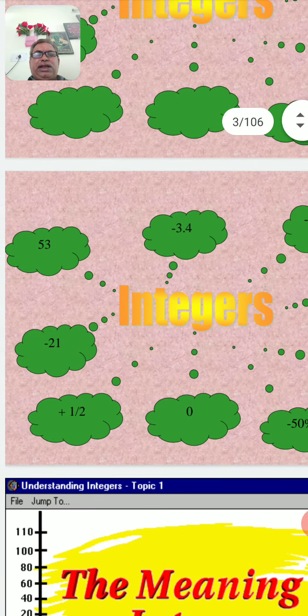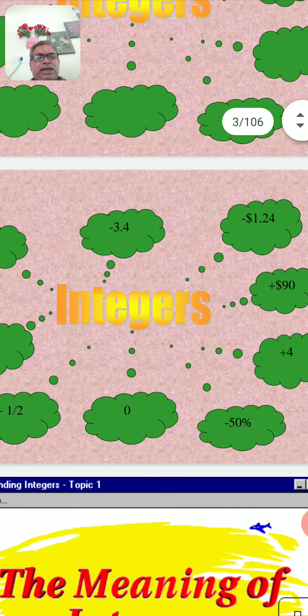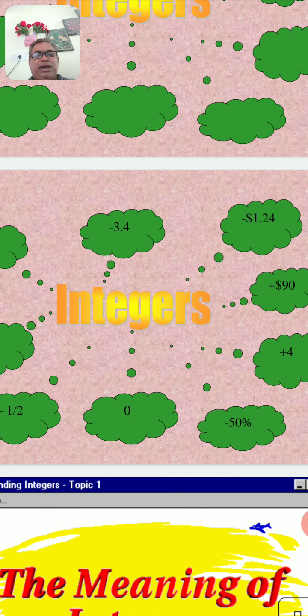Suppose you see 53, it is an integer. Minus 21, it is an integer. But plus 1 by 2 is not an integer, it is a fraction. 0 is an integer. Minus 50%. So percent means minus 50 by 100. This you have to keep in mind. So it is a fraction again, it is not an integer.